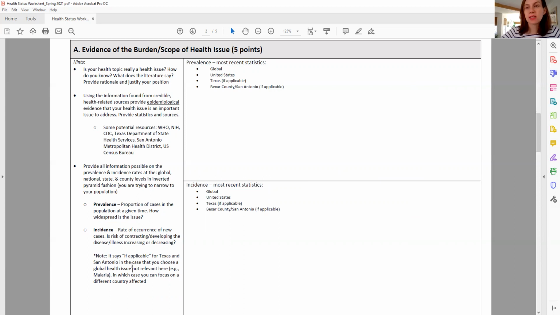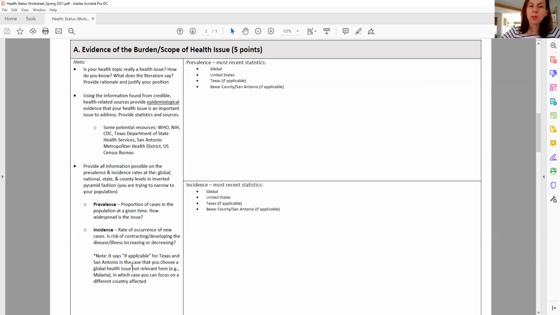So this is the risk of developing the disease or contracting the disease. And this tells us whether it's increasing or decreasing over time. So you'll see that within each of these categories, there's different levels. There's global, United States, Texas, if applicable, Bexar County, and San Antonio.